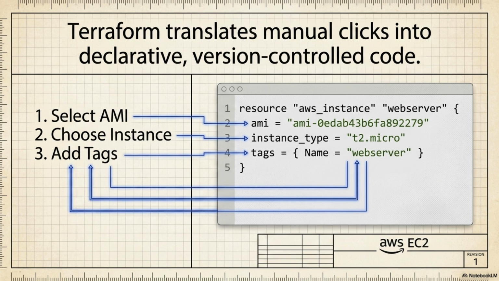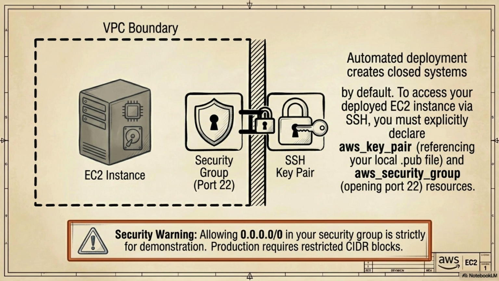Security groups and SSH keys. Terraform requires explicit configuration for security groups, SSH access, and key pairs. Production environments should never expose SSH access publicly. Always restrict inbound access carefully.